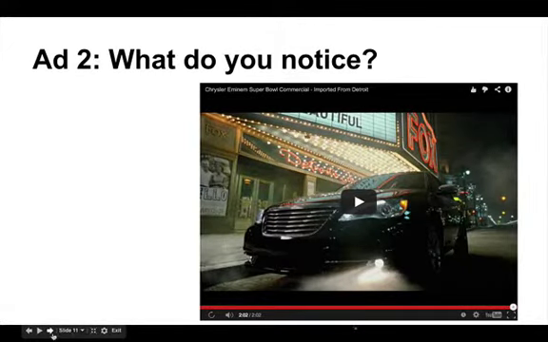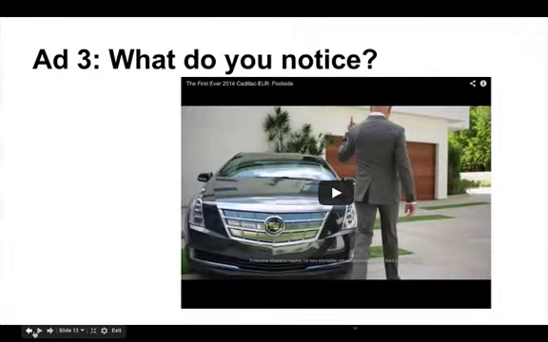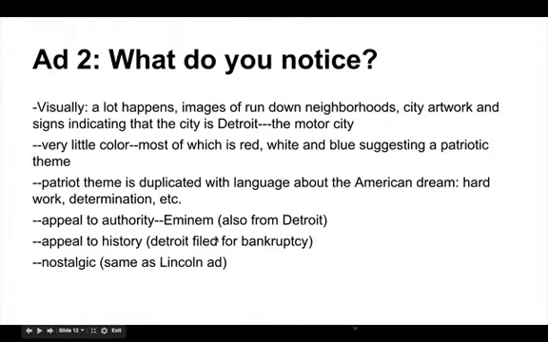All right, so a couple quick observations about this particular ad: visually a lot happens. There are a lot of images of rundown neighborhoods, city artwork, and signs indicating that the city is Detroit. And in that case, it's really appealing to this idea of history. You need to know some context. You need to understand that Detroit filed for bankruptcy. There's very little color. It's a lot of gray and black. But when there is color, a lot of it is red, white, and blue. And I just noticed this time a lot of gold, which is suggesting a patriotic theme.